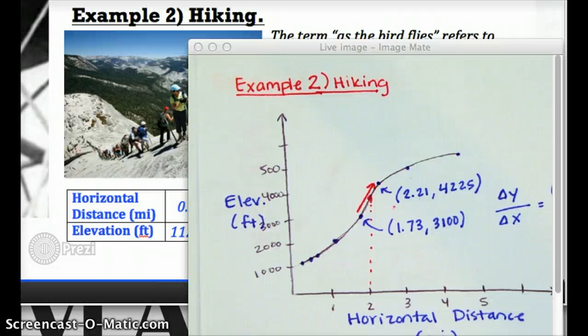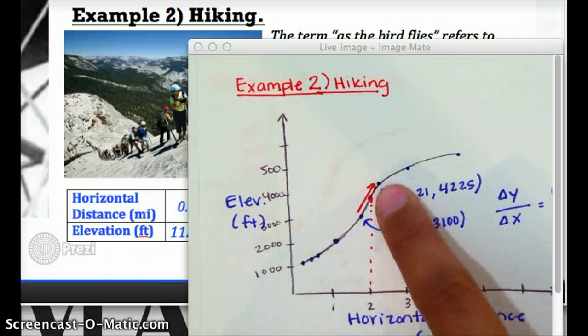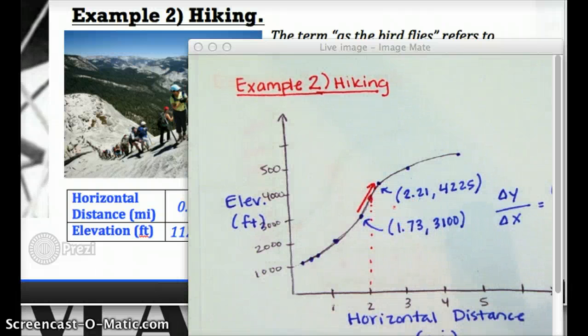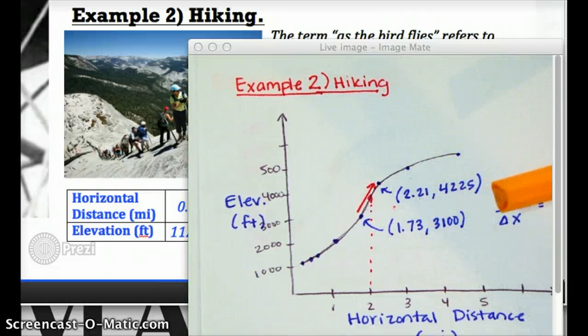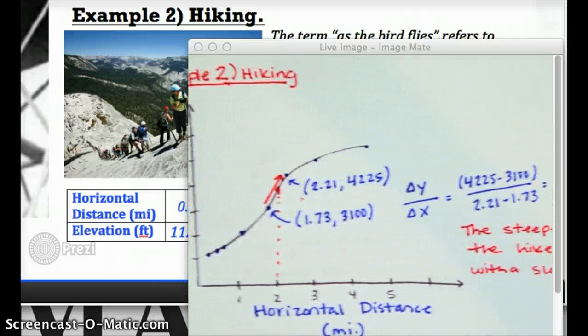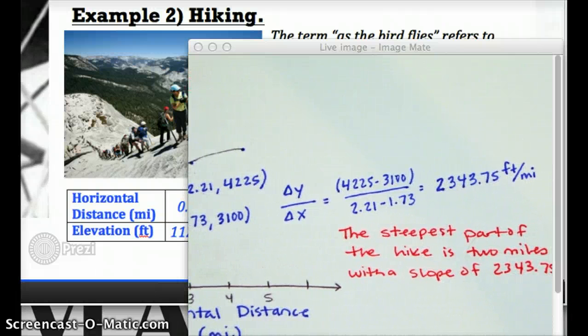First of all, I've switched graphs, but this is, notice, the same data. And I'm trying to find the tangent slope right there in red. I know that these points on either side are the points with these coordinates. And so I'm going to calculate the slope, delta y over delta x, and that's just a normal slope formula. When I do that, I get a slope of 2343.75, and it's measured in feet per miles.